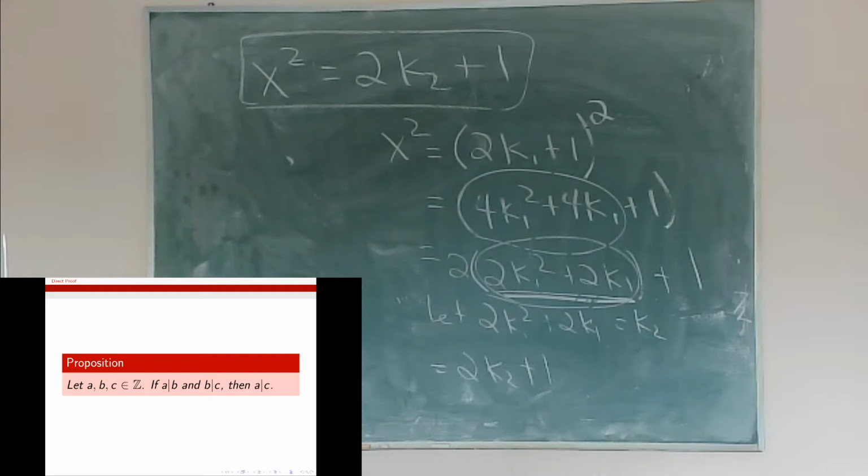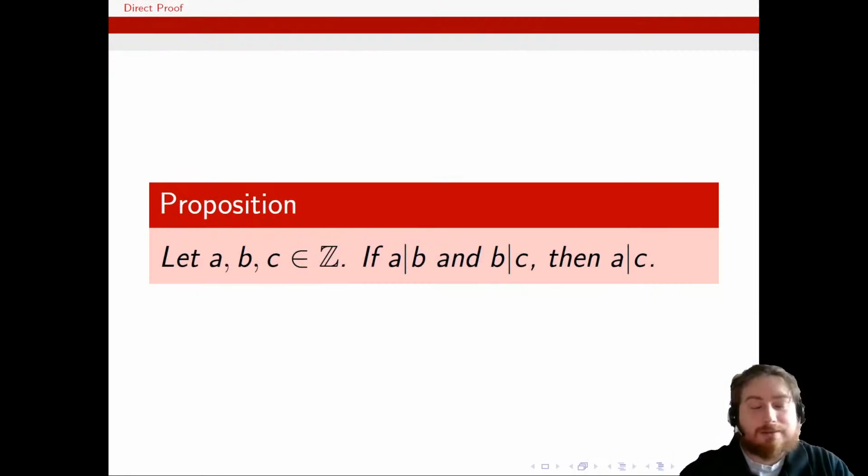What I want to work on next is here's another proposition for you. If A divides B and B divides C, then A divides C. So notice here we have a new theorem that we need to prove. And what we need to do is say, okay, if A divides B and B divides C, so we get to assume both of those, we have to show A divides C.